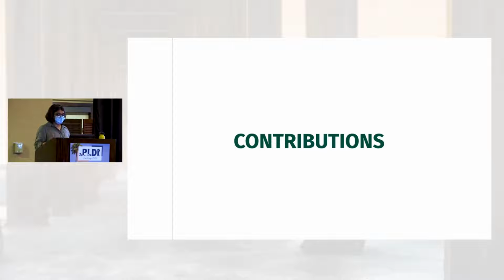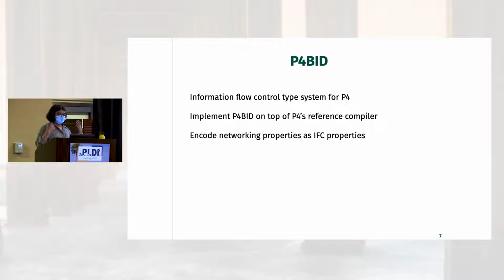In this work, we focus on detecting and preventing these kinds of information leaks by coming up with our tool P4BID, which is a type system based on information flow control. We implement P4BID on top of P4's reference compiler as a type checker. And finally, we encode networking properties into IFC properties to showcase the expressivity of our type system.